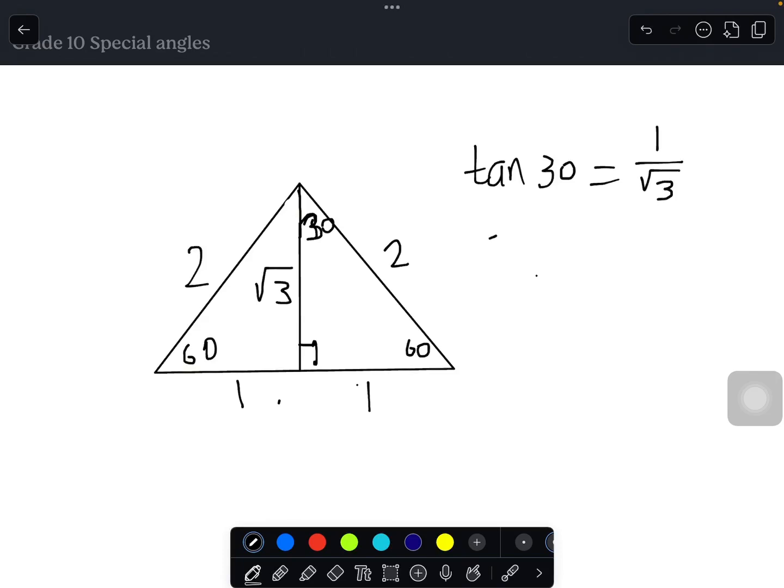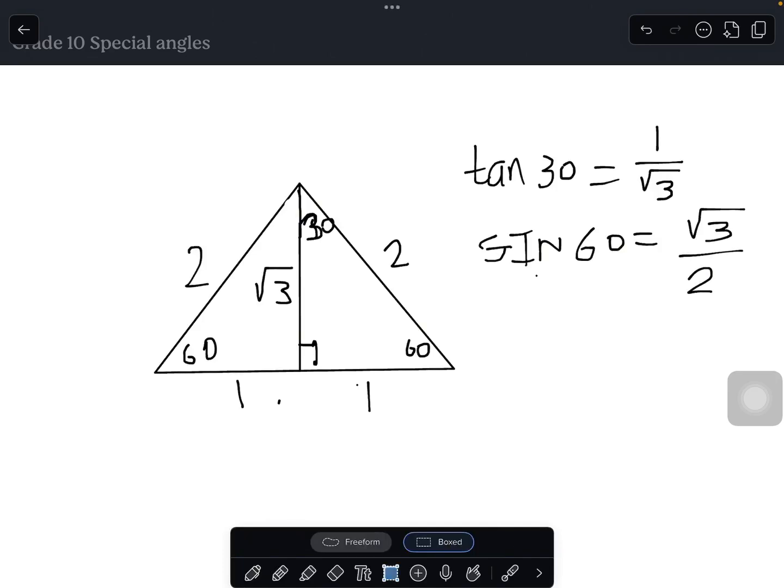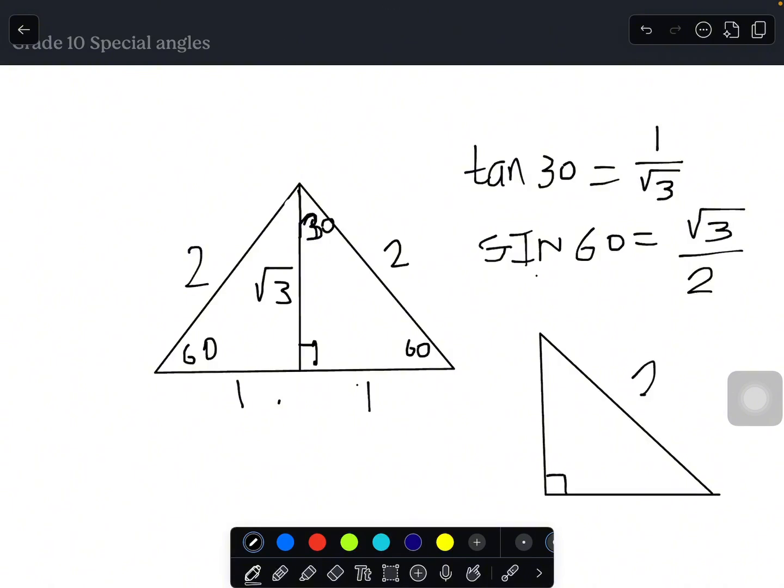I can then get, for example, the sine of 60. The sine of 60 will be my opposite over my hypotenuse, which will be root 3 over 2. And you can use this process to get any of them. So in the end, what your triangle actually looks like will be something like this. We're going to have a 90 degree here. I'm going to have 2, root 3, 30, and 60. And that's how we form the first special angle.